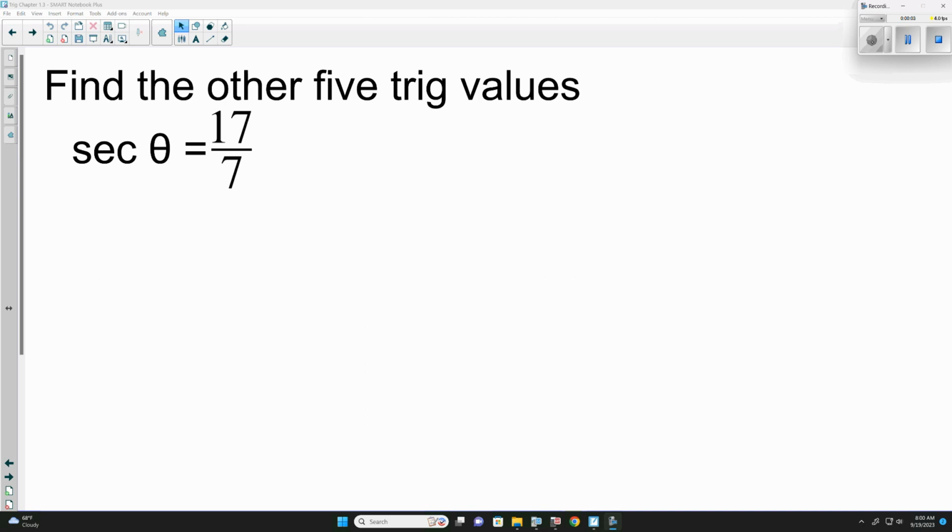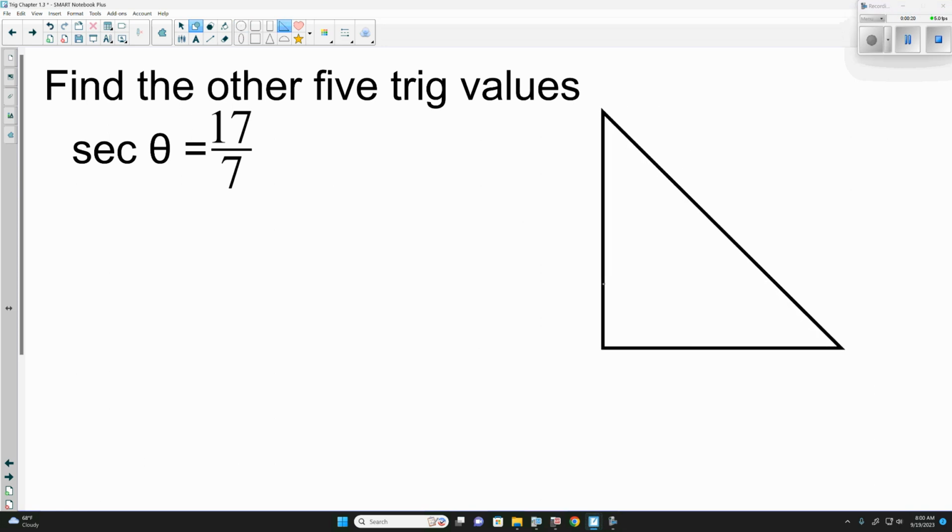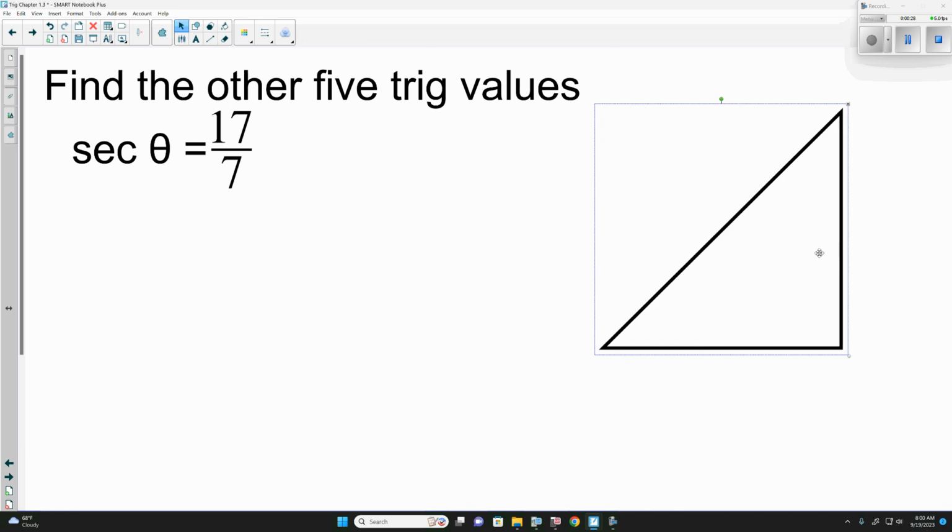All right, so this is where we left off yesterday. And again, we're still finding the other trig values. So we're given one, and we want to find the rest. Now, again, just like with yesterday, one of the things I would start off by doing is drawing a right triangle. And that's a good place to start because it gives us a way to set it up to look at the angle in terms of the side lengths.